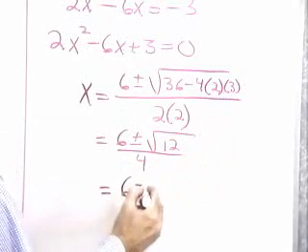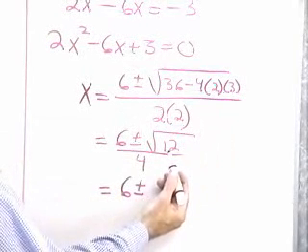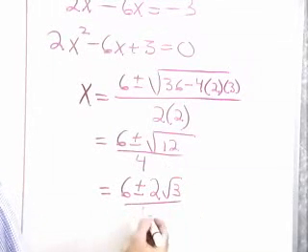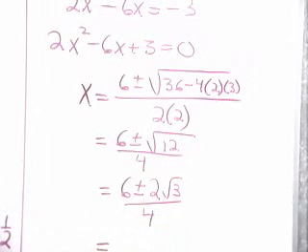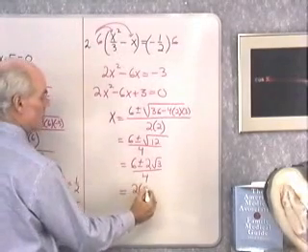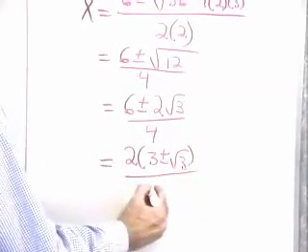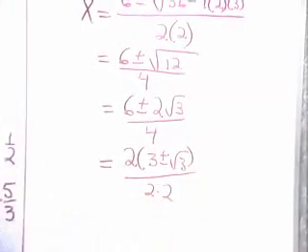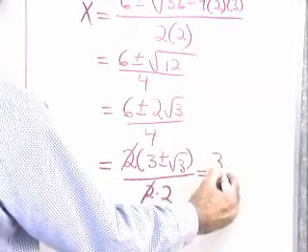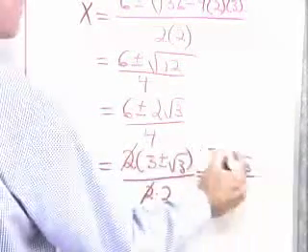This is 6 plus or minus, I need to put this radical in simplified form. 12 is 4 times 3, so I have 2 square root 3, all divided by 4. This will reduce to lowest terms by factoring a 2 from each term. 2 times 3 plus or minus square root 3, and I'll show the 2 in the denominator by writing 4 as 2 times 2. Divide those out, and here's my solution. 3 plus or minus square root 3 all over 2.